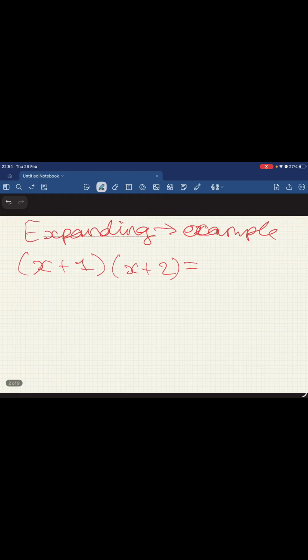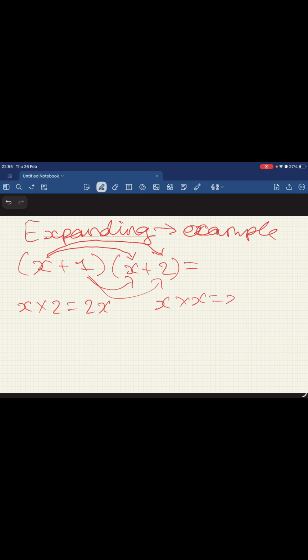So first of all, we'll look at this example. I'll do this one, I'll just show you how to do it, and then I'll give you practice questions to do. For these questions, you need to basically times each element in each bracket with every element in the other bracket. So you do something a bit like this. First of all, you do x times x, which is x squared.